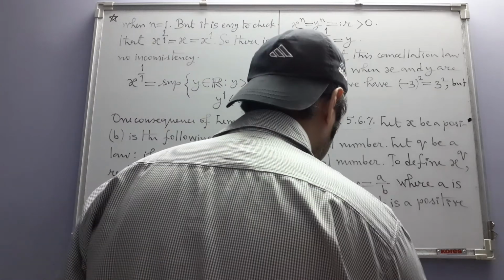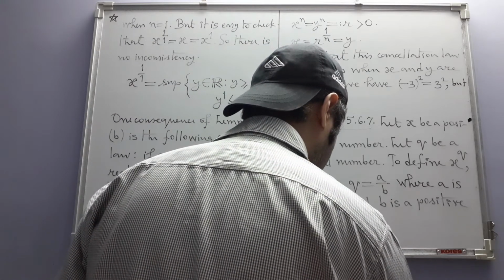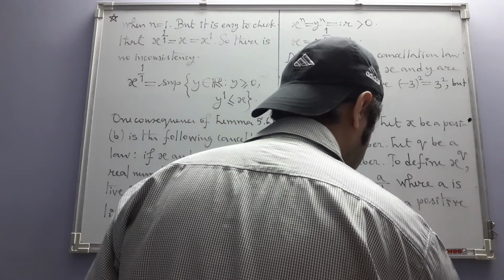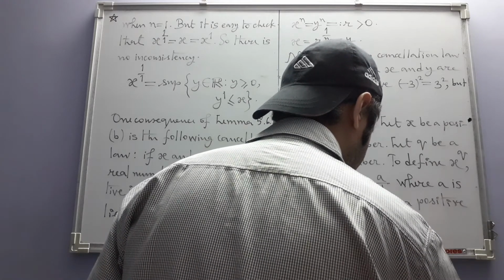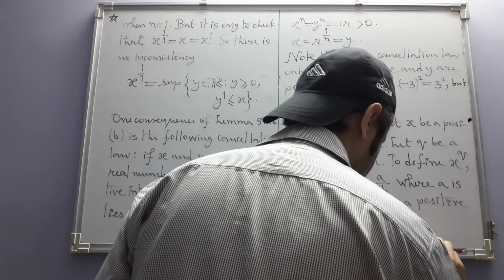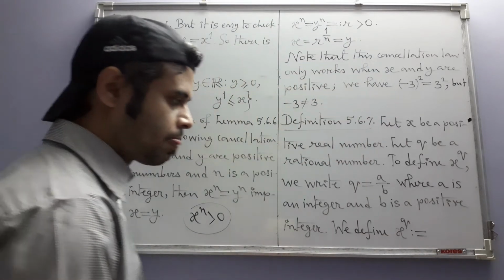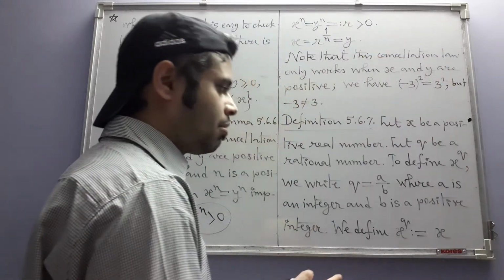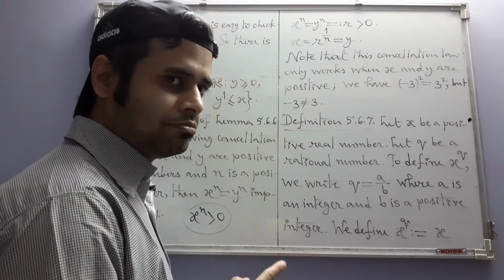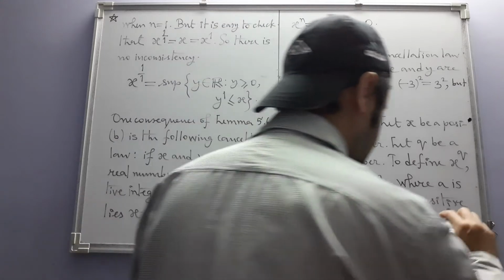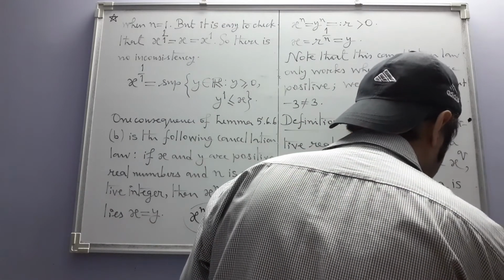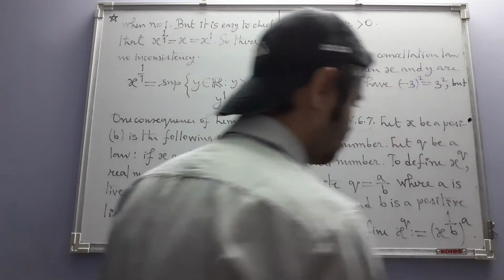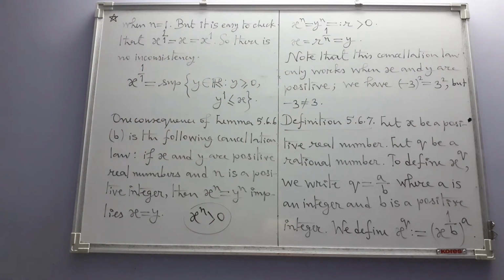Now we define x to the power q to be the a-th power of the b-th root of x. The b-th root of x is this, and the a-th power of that is this.